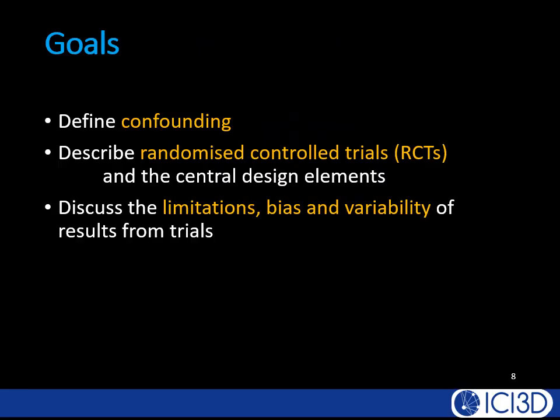Starting with the goals or learning objectives, by the end of this lecture, we want to be able to define confounding, describe randomized controlled trials and the central design elements, and discuss the limitations, bias, and variability of results from trials. On the last point, much of what we discuss is applicable to other study types too.